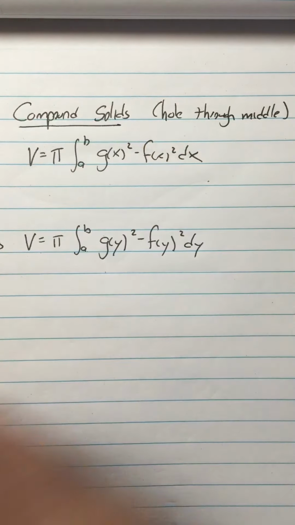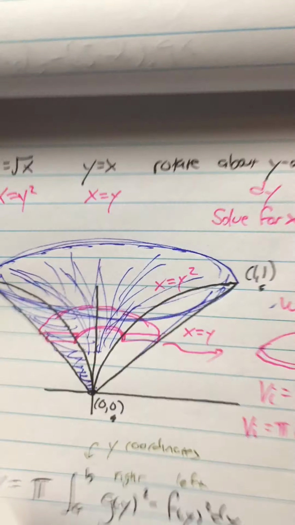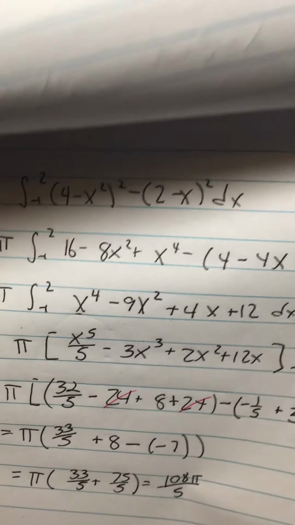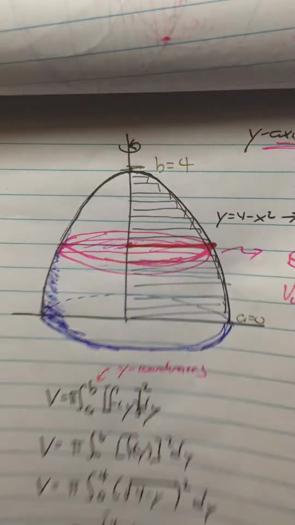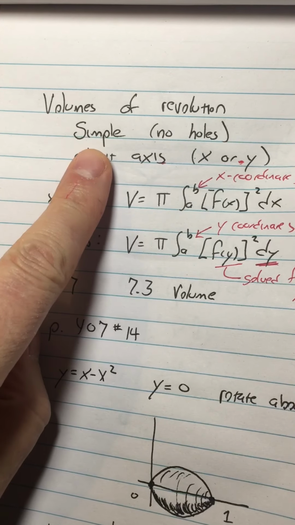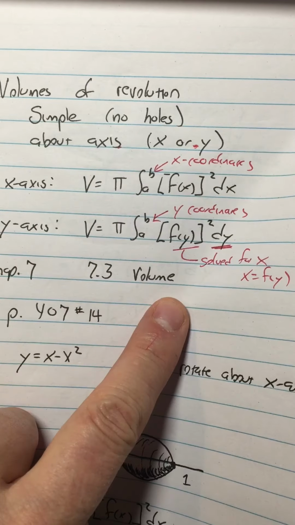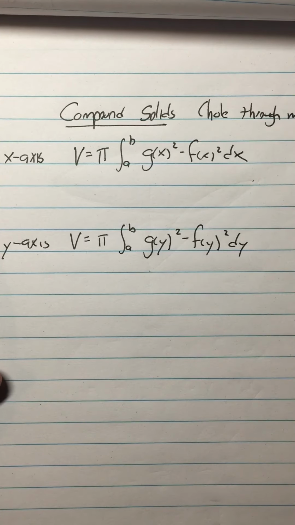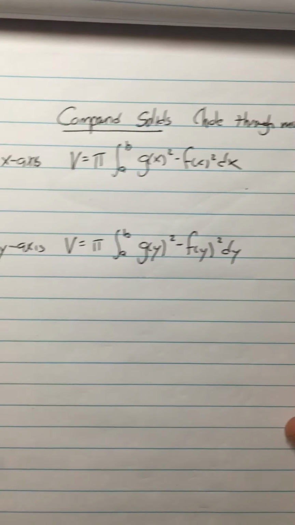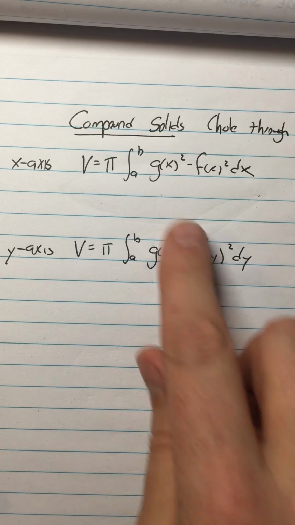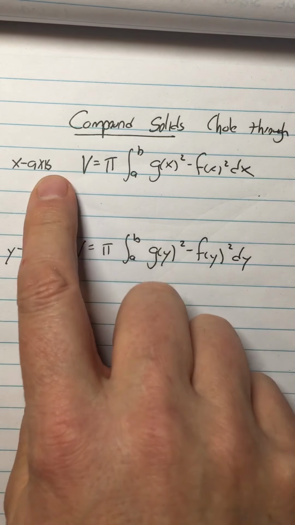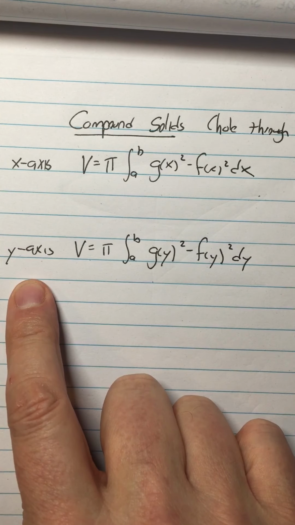All right, so here's a summary of what we've just been talking about. We have this pair of formulas that we use for what I called simple solids, right here. Simple solids, no holes. Here are your equations. It just has one function. Compound solids have a hole through the middle, so they have two functions. This is x-axis rotation, this is y-axis rotation.